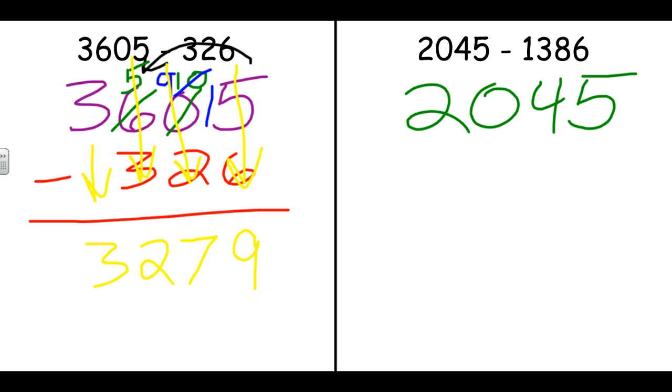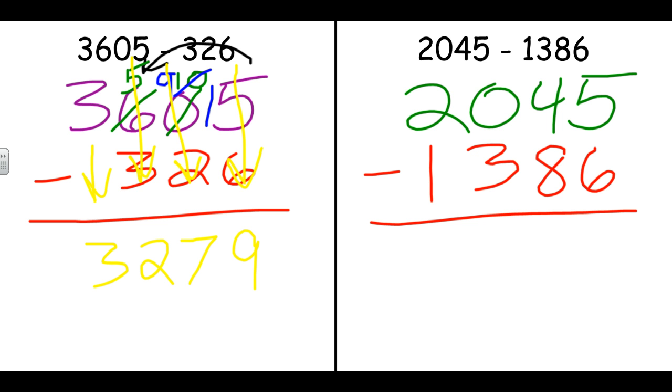2,045. We're going to subtract 1,386. So very quickly, we need to borrow for the 5. So that makes the tens into a 3. 15 minus 6 is 9. Recall, we only ever borrow from the minuend, never in the subtrahend.